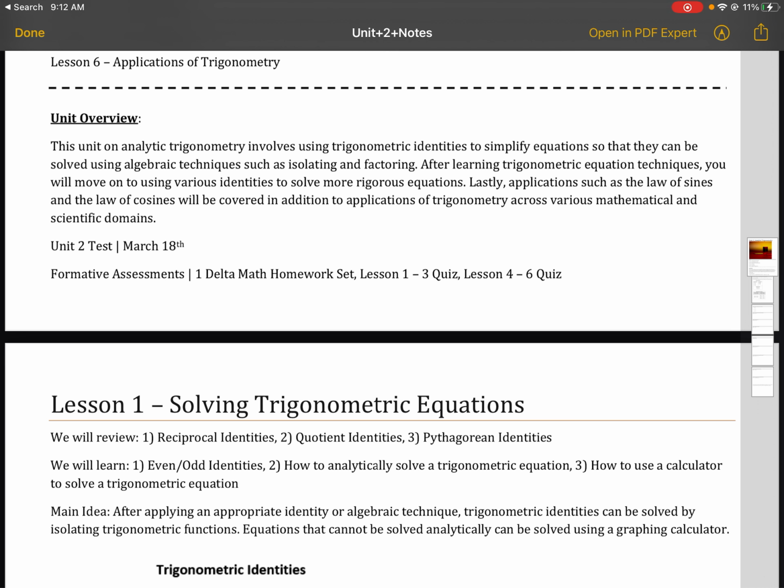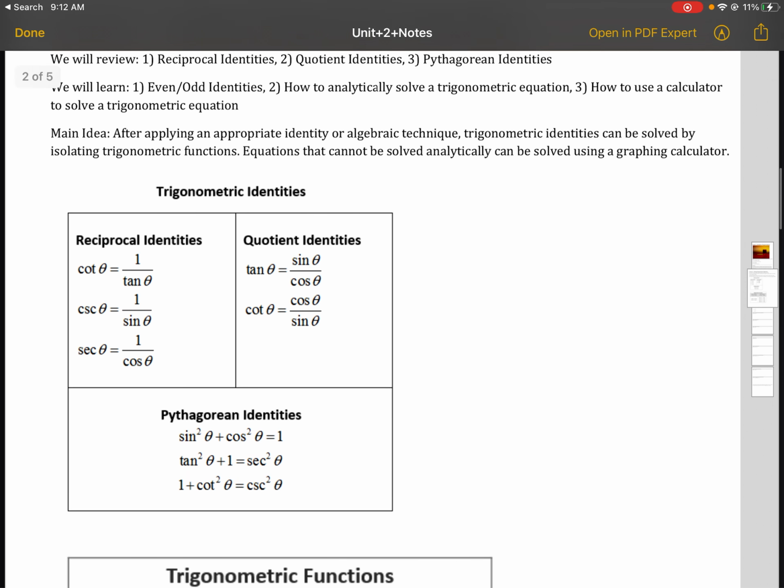In this lesson, we're going to review the reciprocal identities, quotient identities, and the Pythagorean identities. We're just going to look at the formulas. And we're going to learn the even odd identities, and how to solve a trig equation by hand, which we say analytically, and we're going to use a graphing calculator, probably Desmos, to solve an equation that can't be solved by hand. The main idea here is that we're just using algebraic techniques, isolating, factoring, and factoring quadratic forms to solve these. And again, anything we can't solve by hand, we're going to use a graphing calculator.